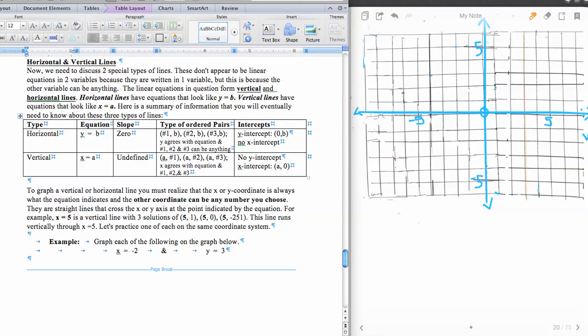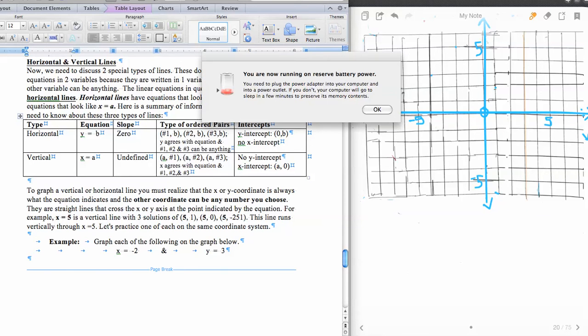In this vertical line, there is no y-intercept unless it's the rare case that it is actually the y-axis. In that case, it would be every single number being a y-intercept, but that's a very rare case. That case would be that this x is equal to 0. But the x-intercept in this case is (a, 0), which should make sense if we think about that in terms of what an x-intercept is.